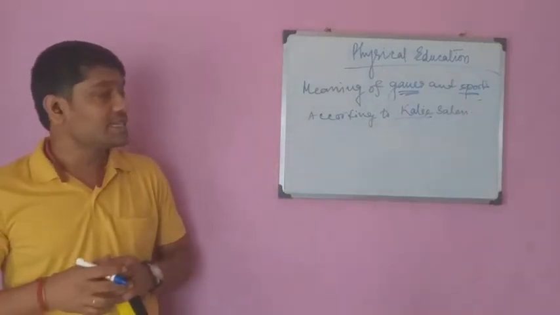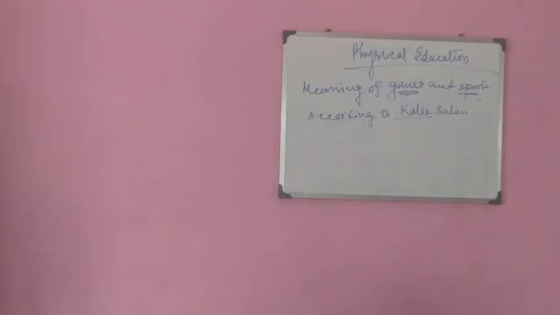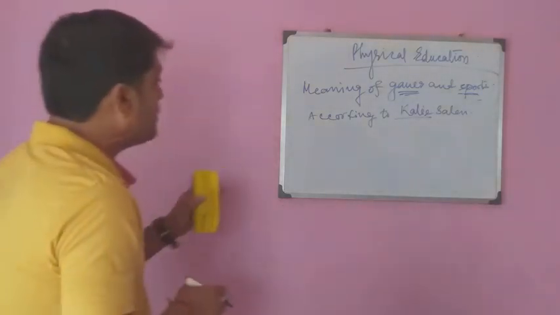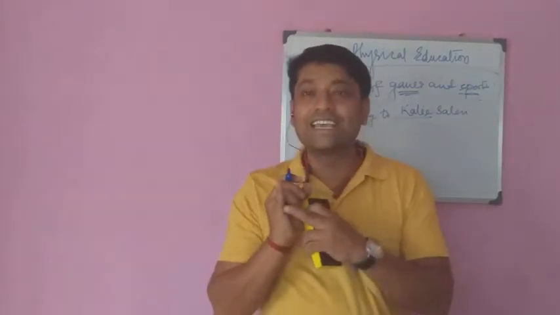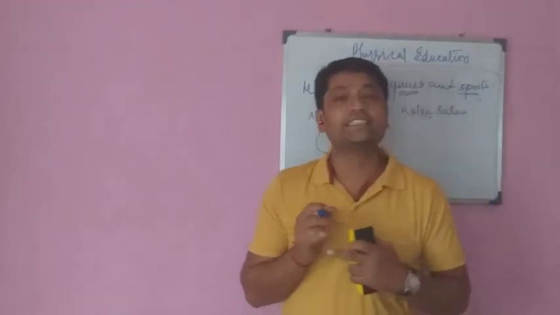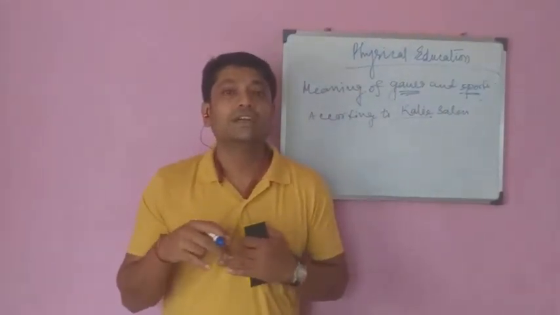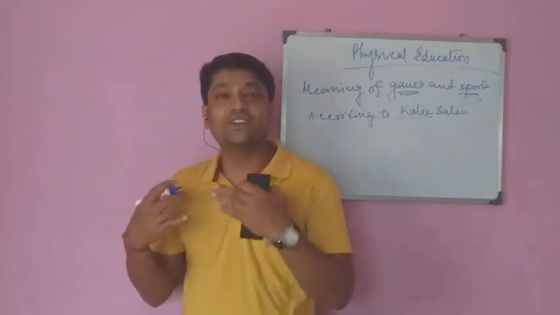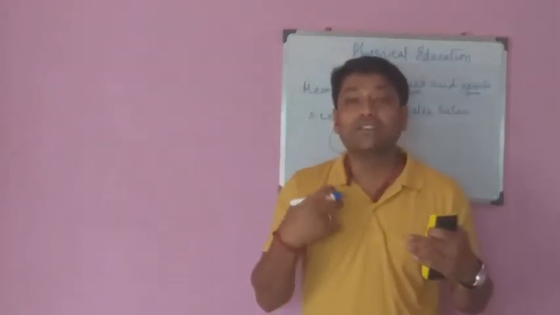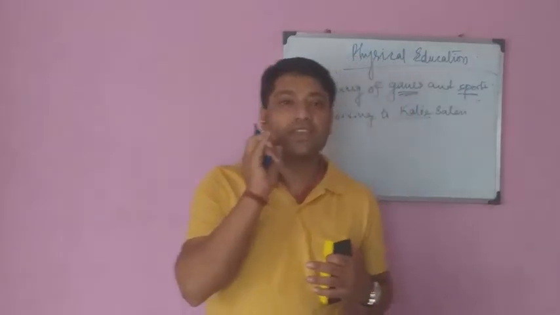A game is a system in which players engage in an artificial conflict defined by rules that result in a quantifiable outcome. So this is a game.